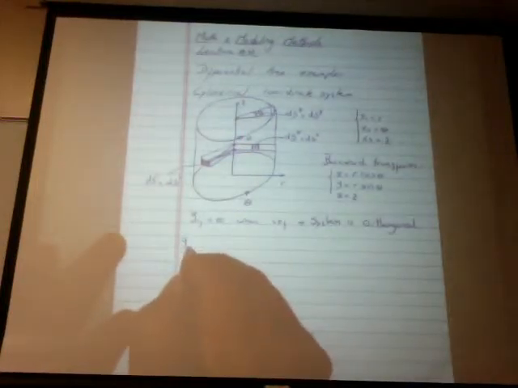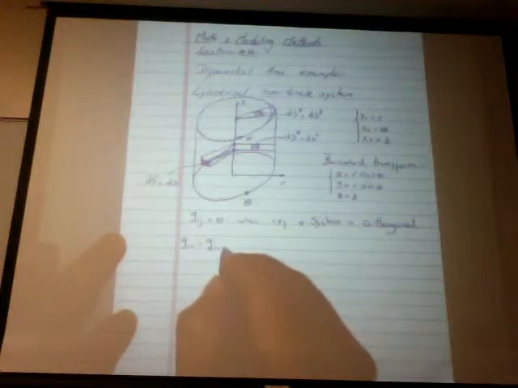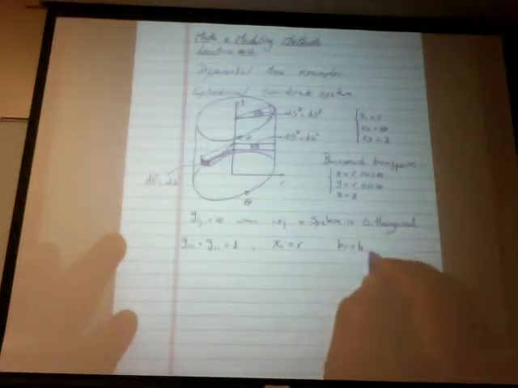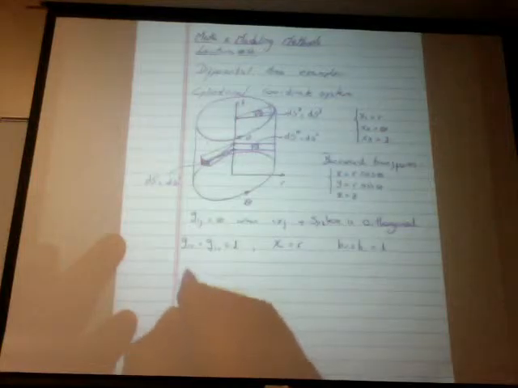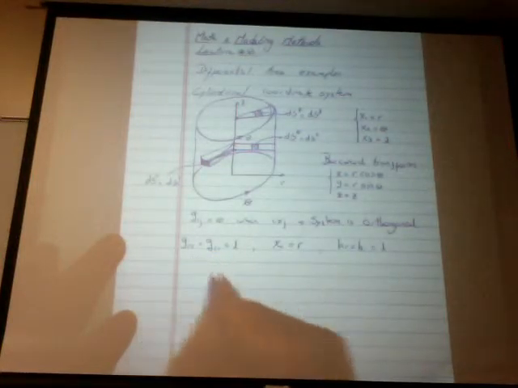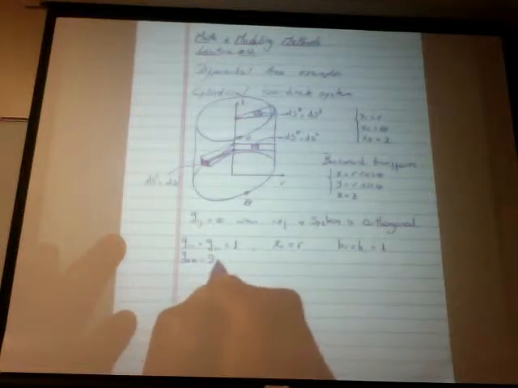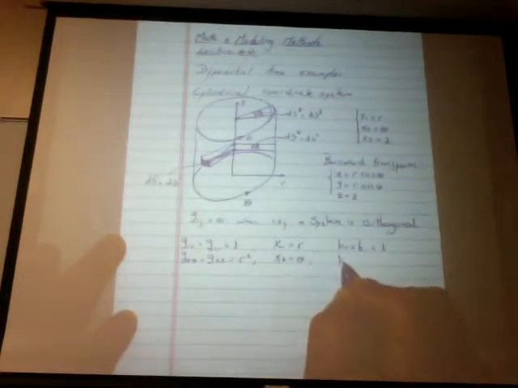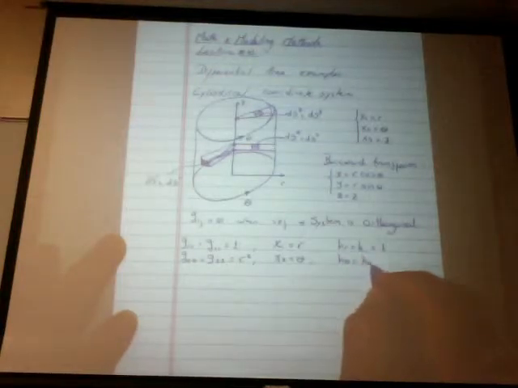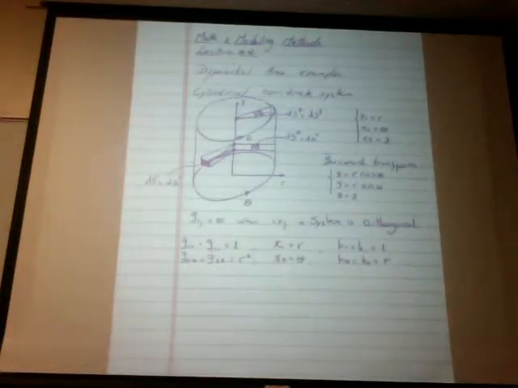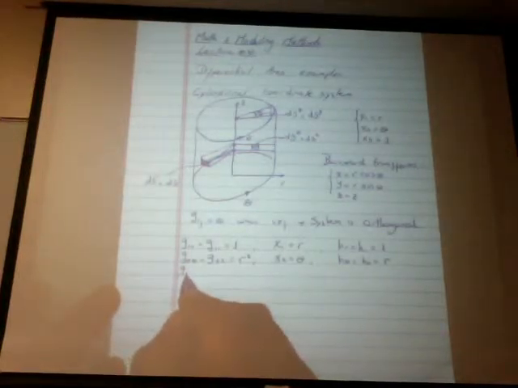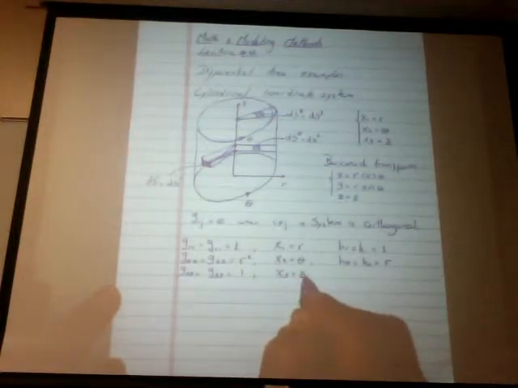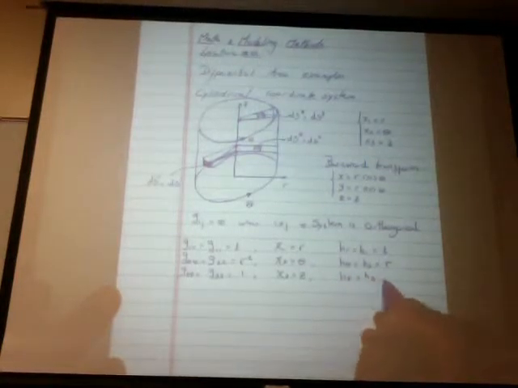We've already determined that GRR, or we can call it G11, is equal to 1. X1 is equal to R, and therefore HR, which is equal to H1, is equal to 1. We've already determined that G theta theta, or G22, is equal to R squared. X2 is equal to theta. And the scale factor is equal to the square root of that, which is just R. GZZ, which is equal to G33, is equal to 1. X3 is equal to Z. HZ, which is equal to H3, is equal to 1.